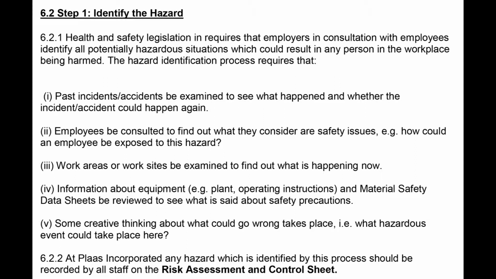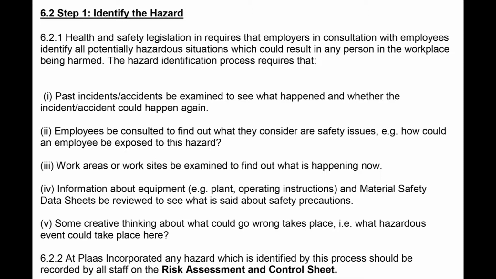3, work areas or work sites be examined to find out what is happening now. 4, information about equipment, for example, plant or operating instructions, and material safety data sheets be reviewed to see what is said about safety precautions. 5, some creative thinking about what could go wrong take place, i.e. what hazardous event could take place here.